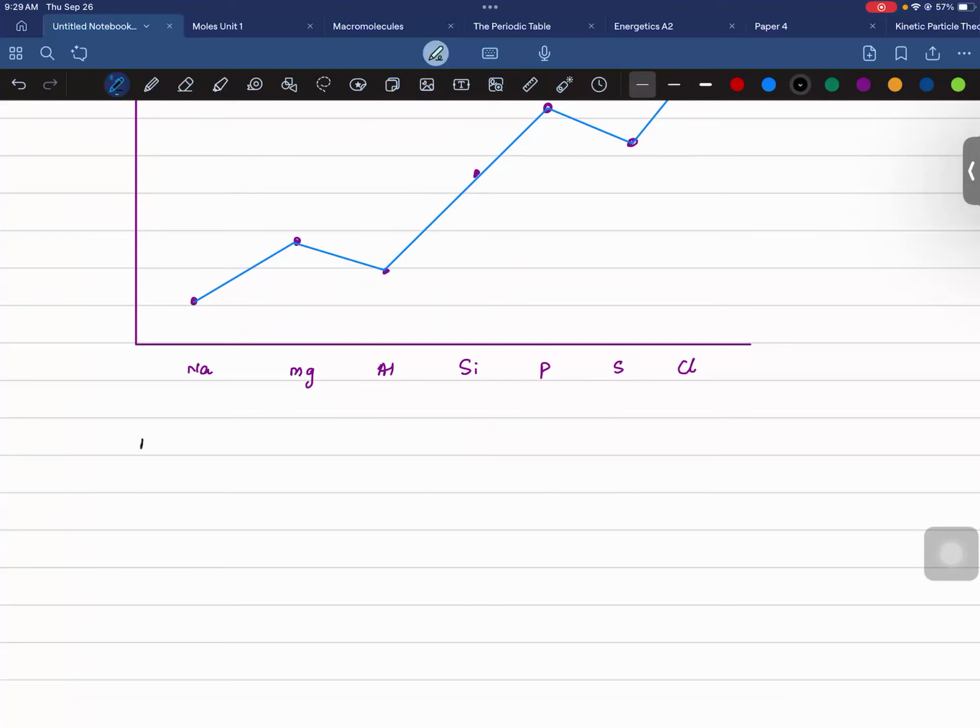Can you explain why the ionization energy for aluminum is lower than that of magnesium? Is it because they have the... I'm not sure. Okay, let me tell you.